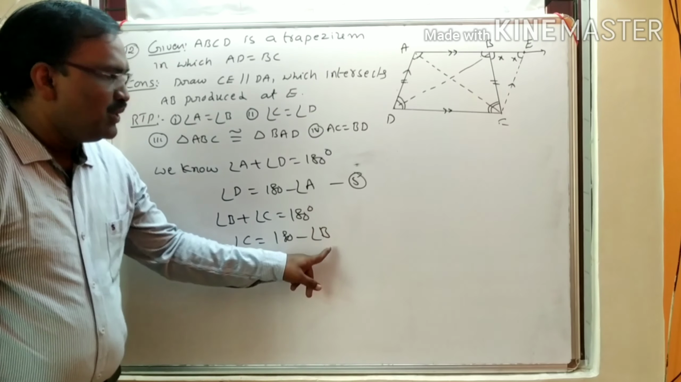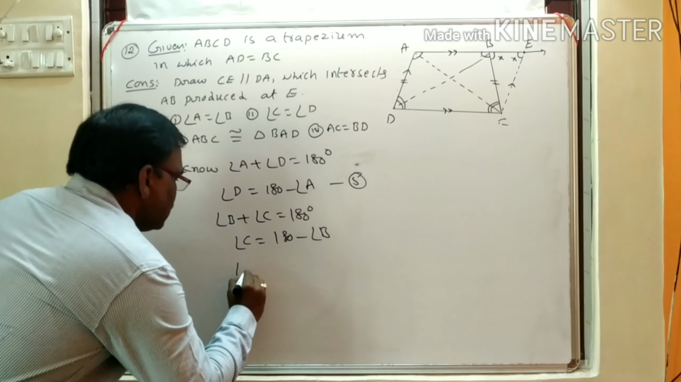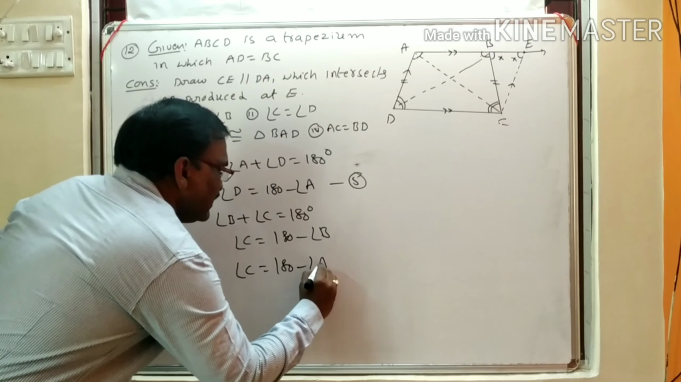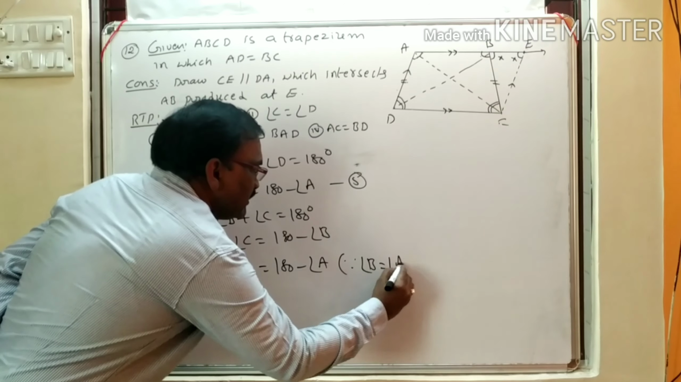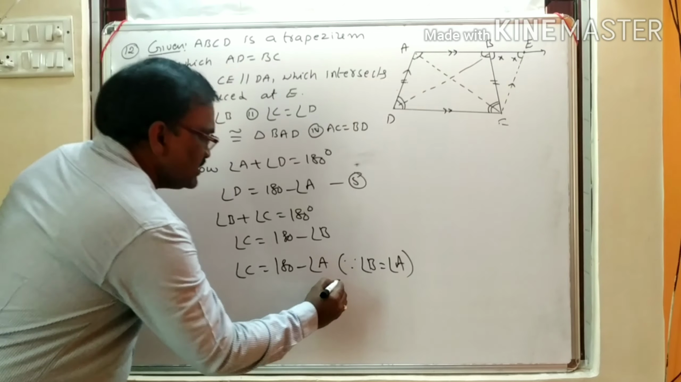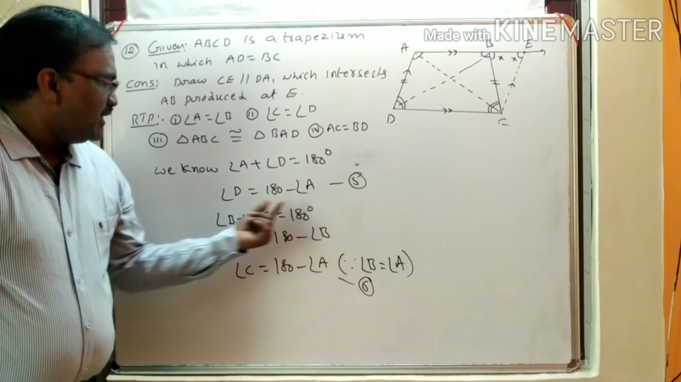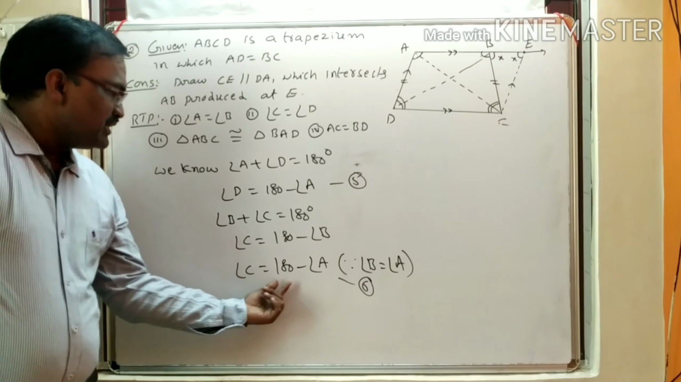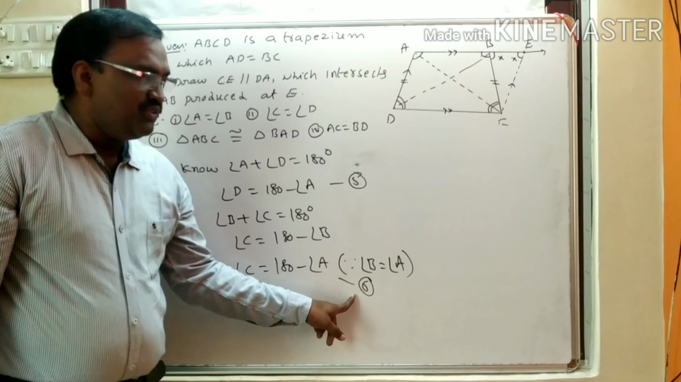But angle A is equal to angle B. Replace angle B by angle A. So angle C is equal to 180 minus angle A, since angle B is equal to angle A. This is condition 6. What is condition 5? Angle D is equal to 180 minus angle A. Sixth condition, angle C is equal to 180 minus angle A. From 5 and 6, we can write angle C equal to angle D.